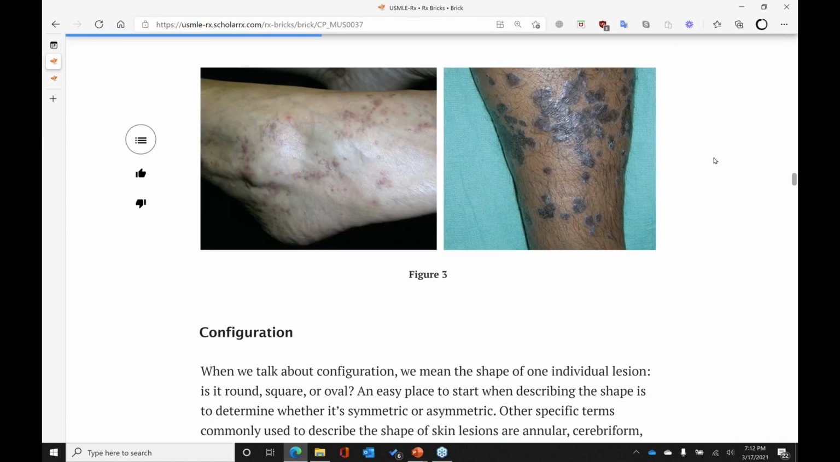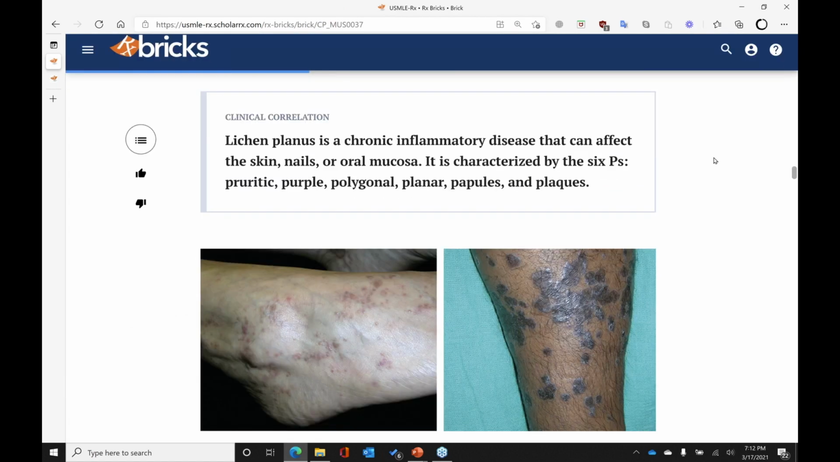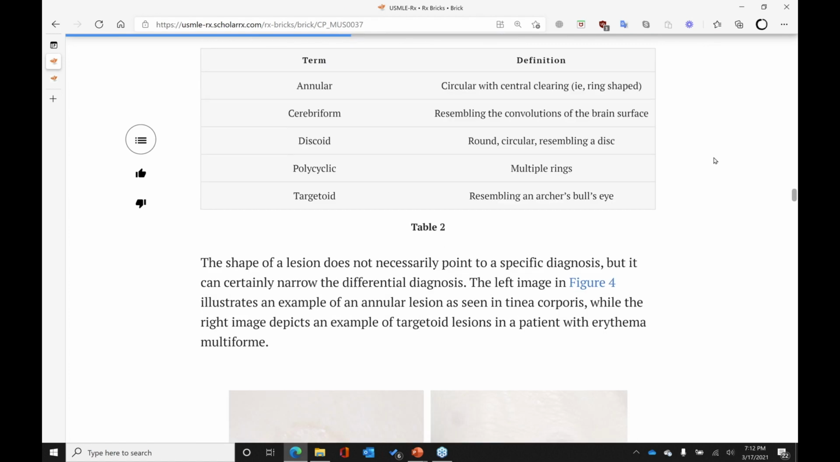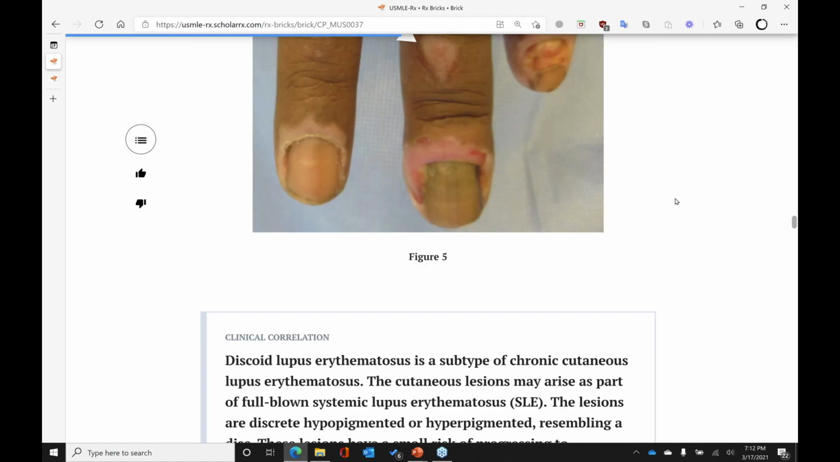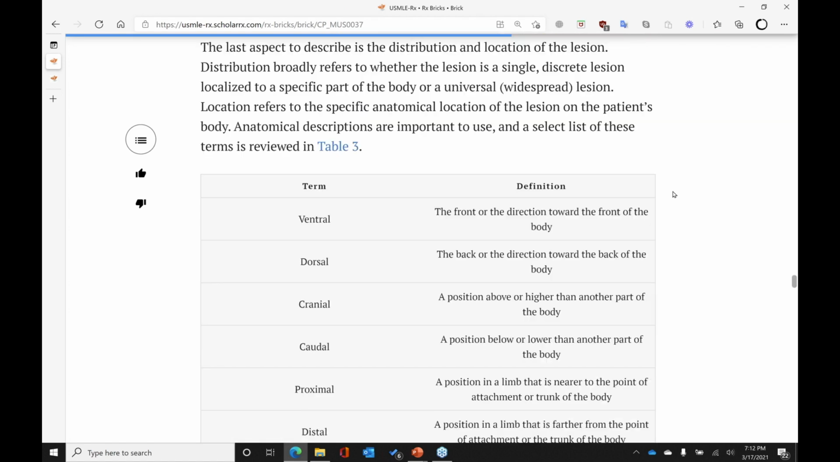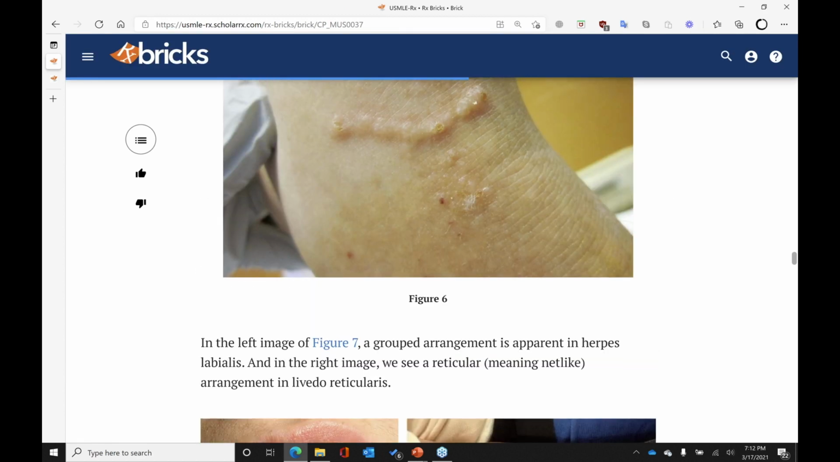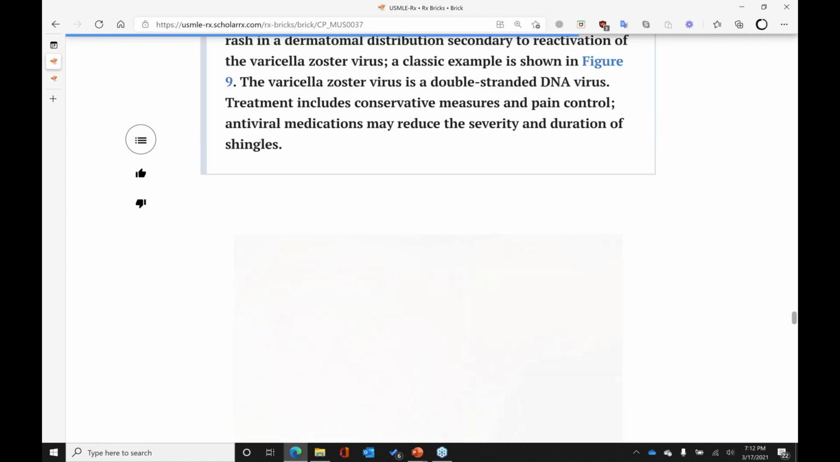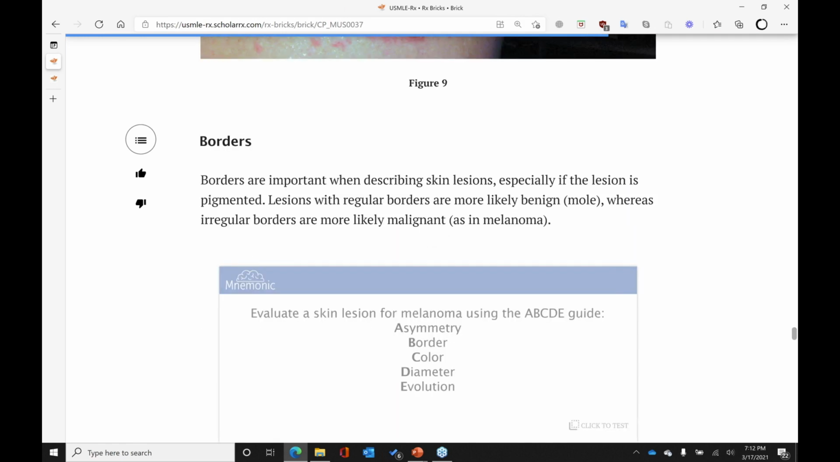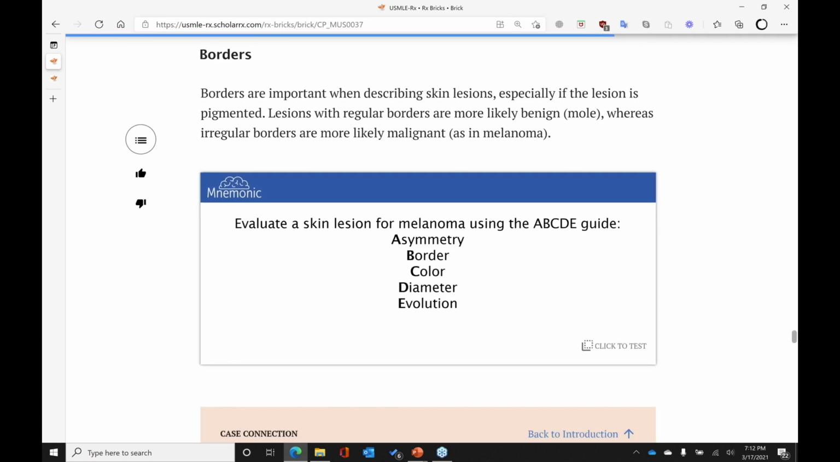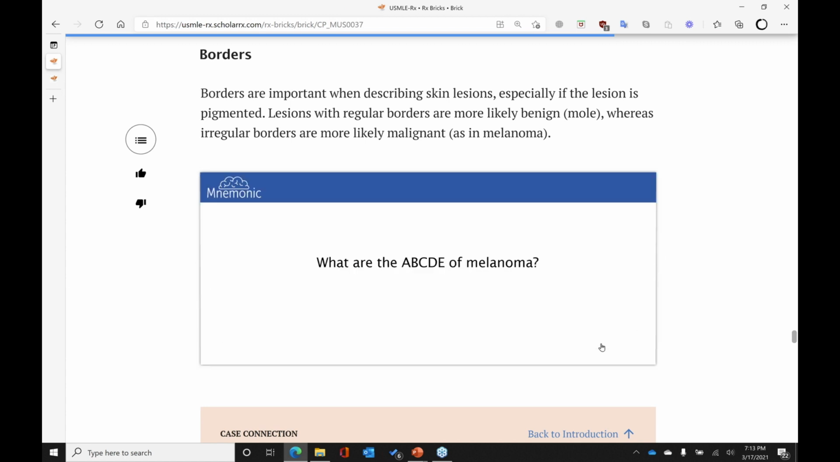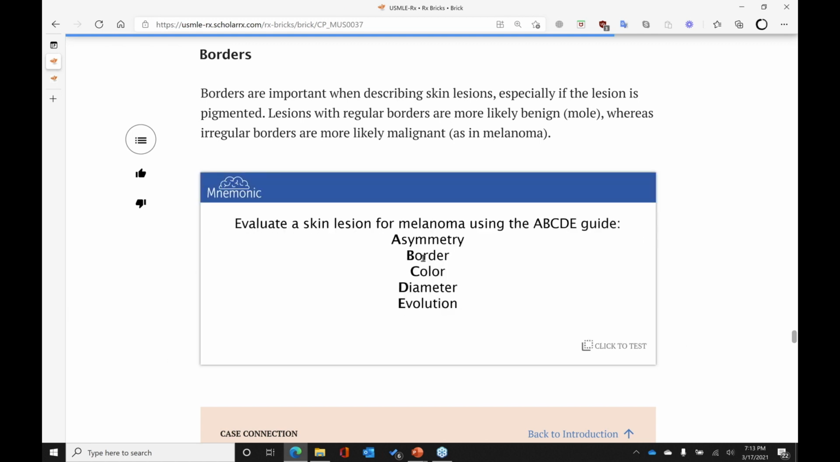And as you progress through it, we have clinical correlations, we have other rich images, we have mnemonics as well. I think there's one down here somewhere. And high yield tables. And yeah, here's a mnemonic, and you can see it's a classic mnemonic for evaluating a skin lesion. And you can even actually test yourself in this mnemonic, right? What does ABCD stand for in melanoma, right? It stands for asymmetry, border, color, diameter, evolution.